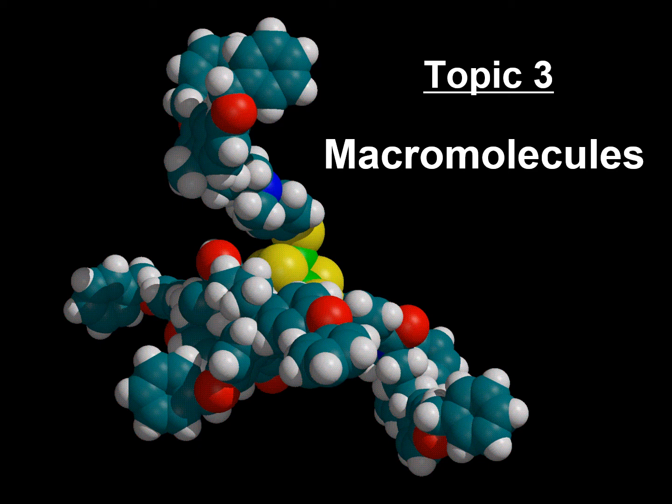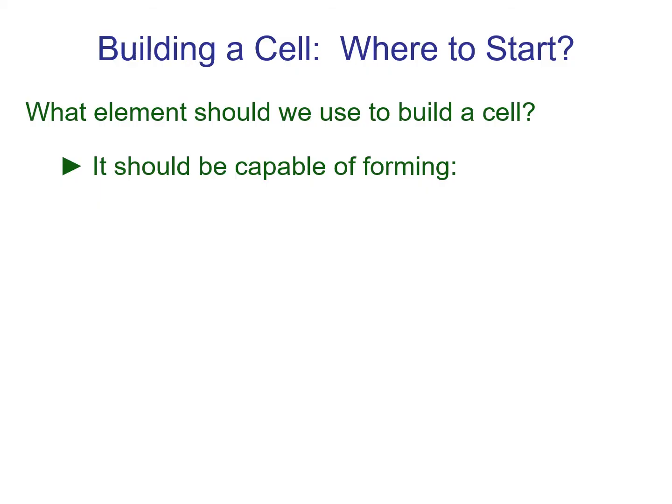We're going to continue our discussion of chemistry by looking at the large molecules that perform all the important functions in your cells. These molecules are known as macromolecules. So we're going to delve into a little bit of organic chemistry. Imagine we could build a cell from scratch, right from elements, and throw them together and make a cell.